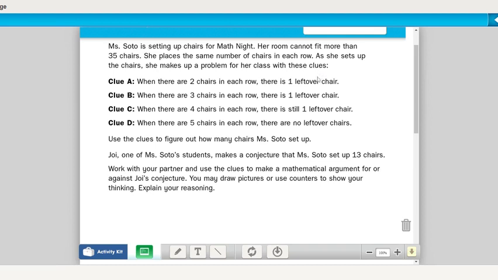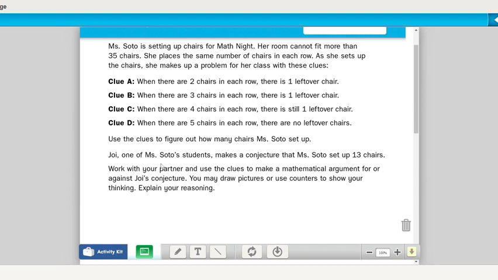Oh, Miss Soto is making a riddle. I'm ready, Miss Soto. Give me some clues. Clue A, when there are 2 chairs in each row, there is 1 leftover chair. Clue B, when there are 3 chairs in each row, there is 1 leftover chair. Clue C, when there are 4 chairs in each row, there is still 1 leftover chair. Clue D, when there are 5 chairs in each row, there are no leftover chairs. Use the clues to figure out how many chairs Miss Soto set up.